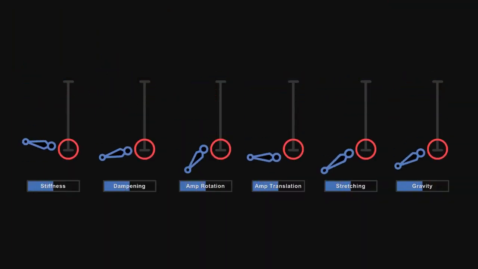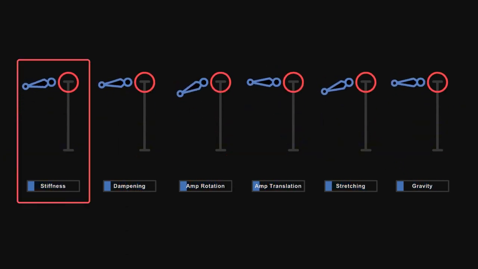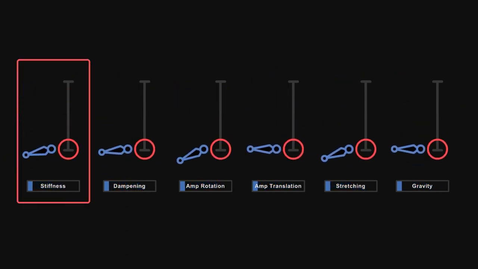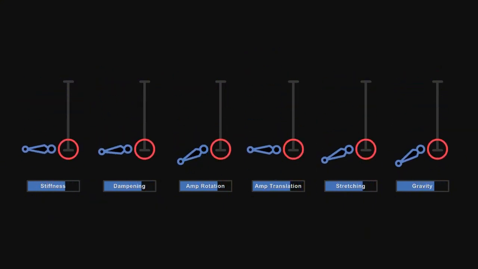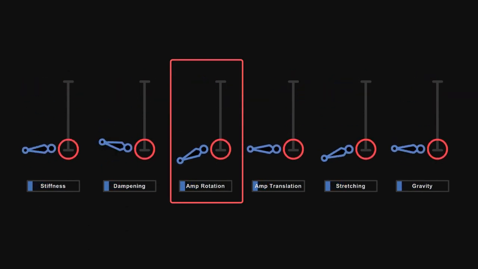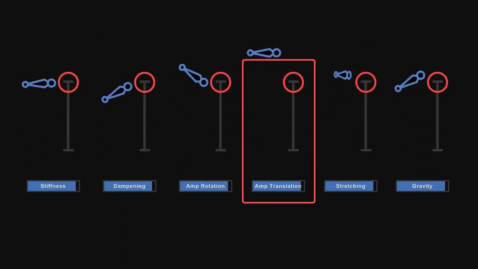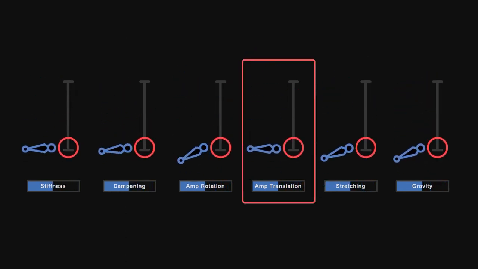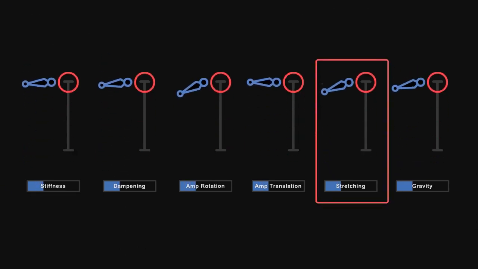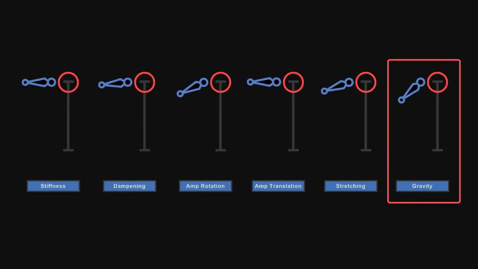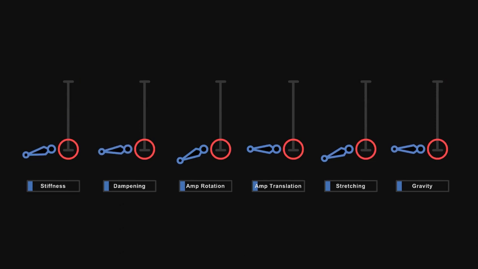Here we have our Wiggle Bone options. With stiffness, the higher the value, the faster the wiggle. With dampening, the higher the value, the more resistance there is. With amplitude rotation, the higher the value, the more the bone rotates. With amplitude translation, the higher the value, the more the bone translates. And with stretch, the higher the value, the more the bone stretches. And gravity, the higher the value, the more the bone droops under the force of gravity.